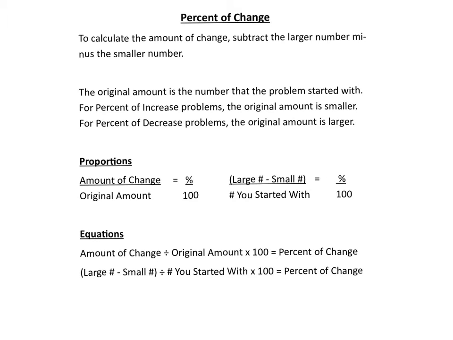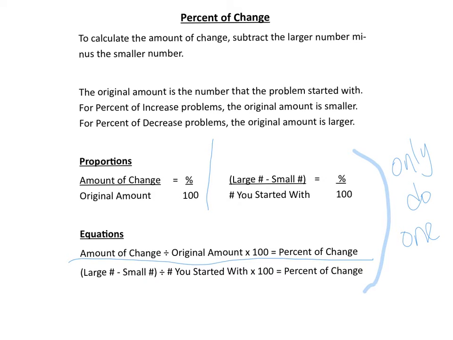There are 2 ways to go about it. Today, I'm going to show you both. You only need to learn one, okay? So out of these 2, you only do one. Up until this point, you've been able to have one that you prefer. Do you like the proportion or do you like the equation? So you pick the one you like the best. Now, I've given you 2 different proportions, and I've given you 2 different equations, in case you weren't sure.